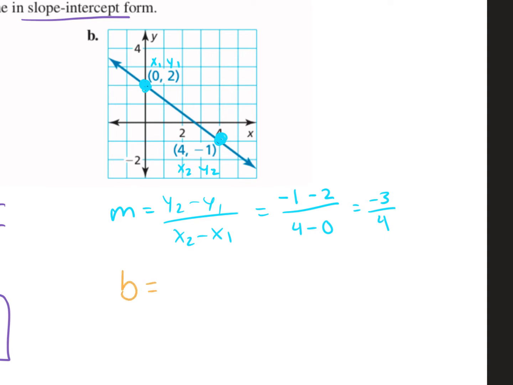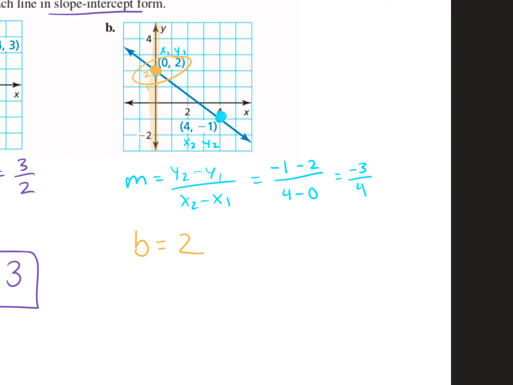Next, I want to find my y-intercept. So at what value does my graph cross the y-axis? 2. It crosses right here at 2. 1, 2. So my b would be 2. So when I plug everything in, I have y is equal to negative 3 over 4x plus 2.